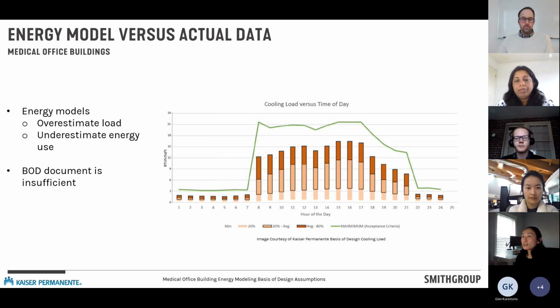And the Kaiser basis of design document doesn't have any diversity factors that allow us to close that gap between what actually is happening at the facility and what we're seeing in our design calculations, whether it's load or energy level. And that graph right there is showing the cooling load profile and the basis of design. Ideally, our energy models and actual data would match that, which they currently don't. So that's what we were trying to aim for throughout this study.